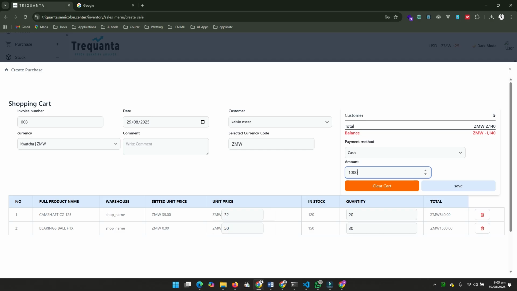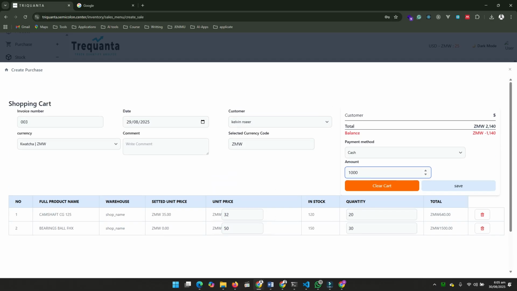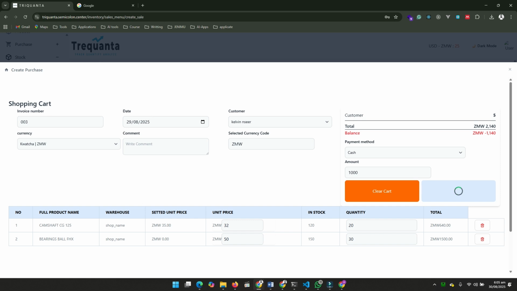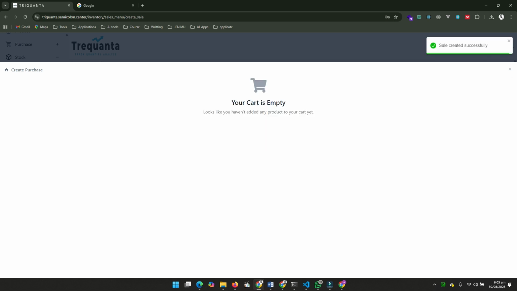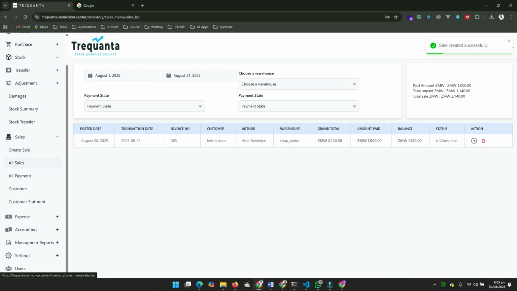And you see the functionality, and you can still remove some product if you don't need them. So if I save, I will have under sales this sale which I have created, and we still have the same concept.